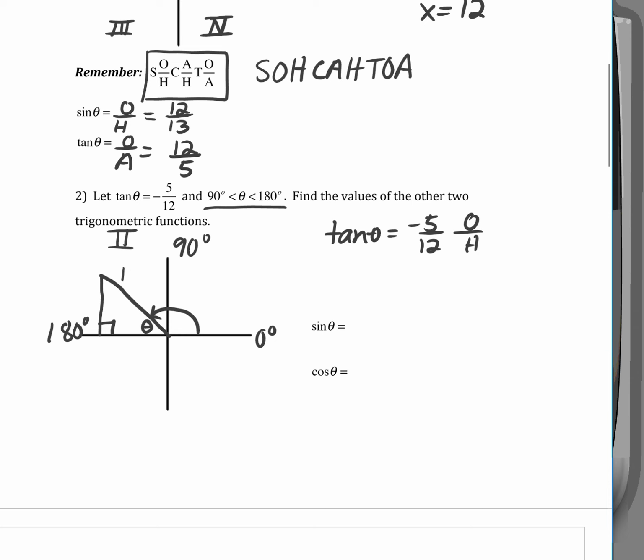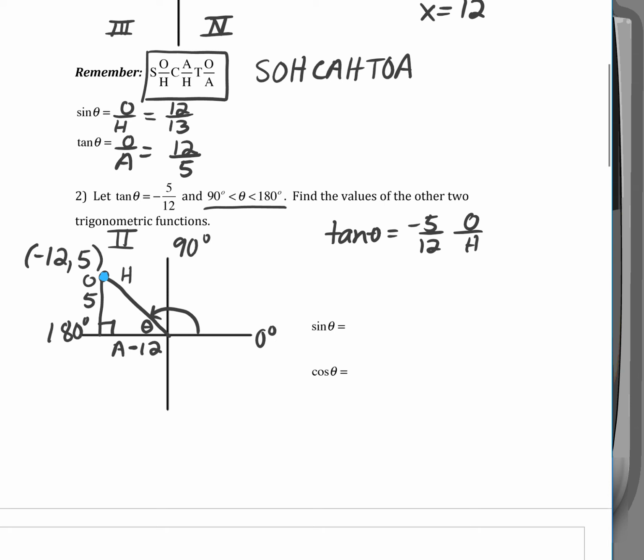So again, labeling, this is H, this is O, this is A. We'll put 5 here and 12 here. Now, because we're going to the left, this is going to be a negative 12. And if we were to look at this as a point, it would be like the point negative 12 comma 5, x comma y. So if you're struggling with figuring out which one is negative, left and down will be your negative values. And trying to list this out as a point up top here will help you see that.